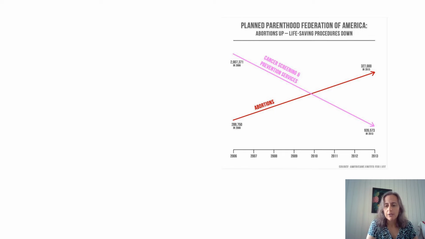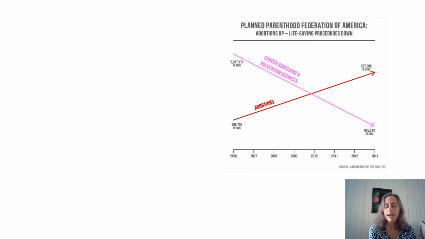This is one that I use in one of my other classes as well. This is a line graph showing you the numbers of abortions and the numbers of cancer screening and prevention services performed by Planned Parenthood. If you look in the lower right-hand corner, you'll see that the source of this is Americans United for Life, which is an anti-abortion group. So you're going to know right from the onset that this is a group that might have a particular bias that would influence how they would present this information. So we're going to take that into account.